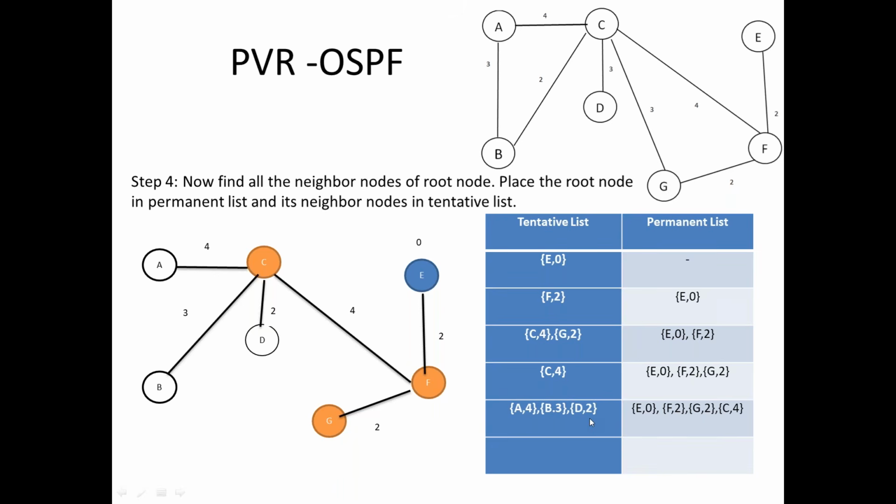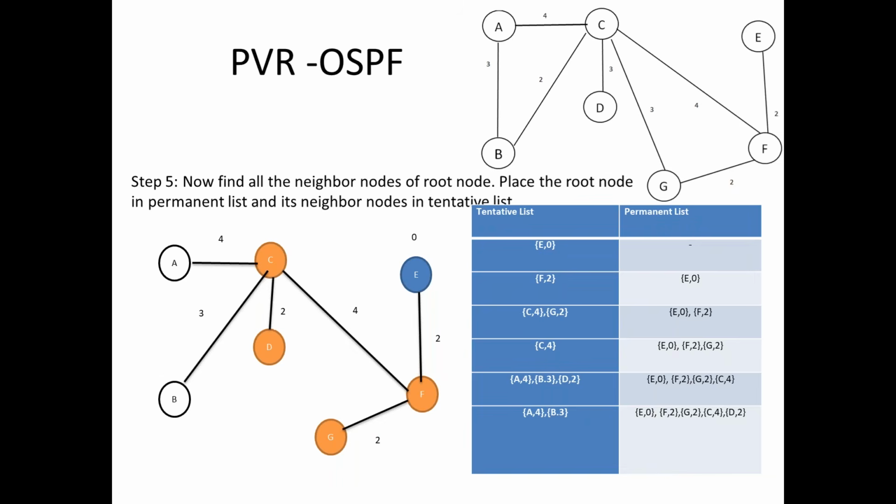So we have three nodes A, B and D. Now we have to decide based on the cost value. Among these three nodes, D has the least cost, that is 2. So in the next step, I have to add D to the permanent list from the tentative list. Now my tentative list will have A and B.